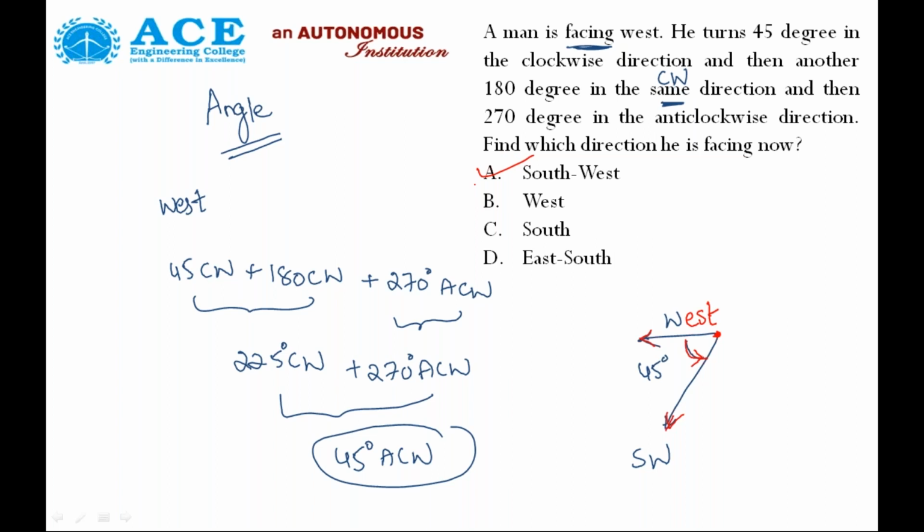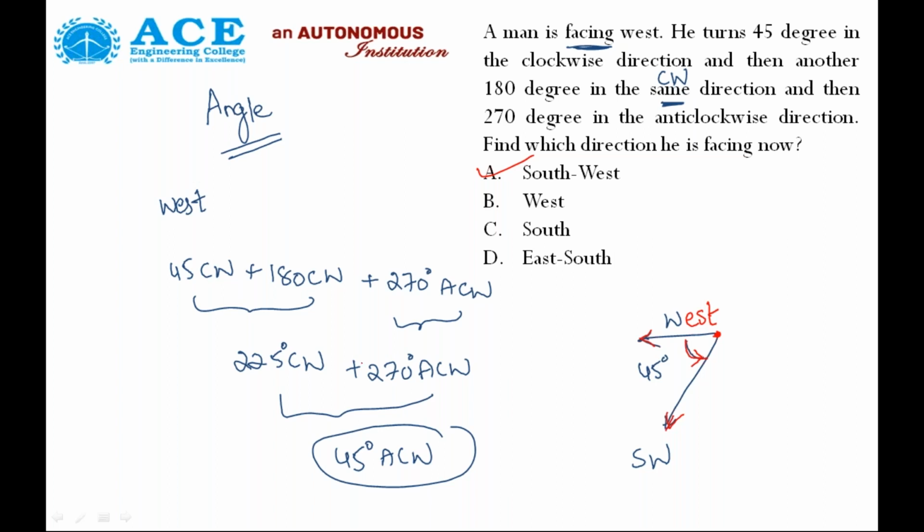So this is related to angle. Nothing more is required. What are the angles they have given? All clockwise you group it, all anti-clockwise you group it. Then finally those values you can subtract, because clockwise and anti-clockwise are opposite. You just subtract those values. Then finally you will get 45 degrees.